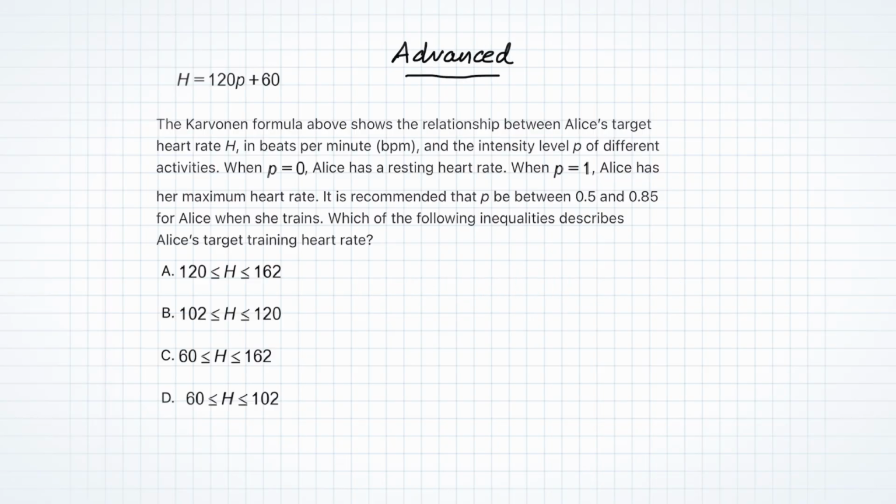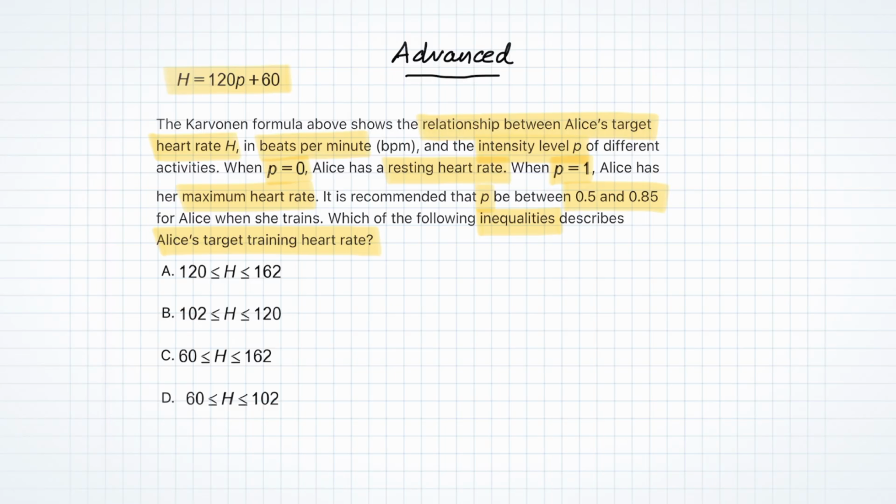Here's the question. The formula H equals 120p plus 60 shows the relationship between Alice's target heart rate H, in beats per minute, and the intensity level P of different activities. When P equals 0, Alice has her resting heart rate. When P equals 1, Alice has her maximum heart rate. It is recommended that P be between 0.5 and 0.85 for Alice when she trains. Which of the following inequalities describes Alice's target training heart rate?